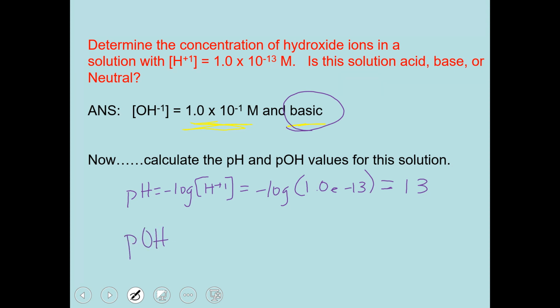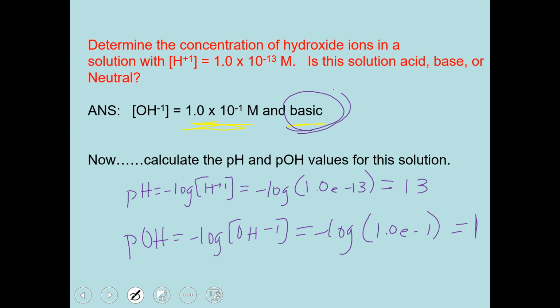Remember that the pOH is the negative log of the hydroxide ion concentration. So negative log of 1.0 times 10 to the negative 1. And when you take the negative log of that, you're going to get 1.